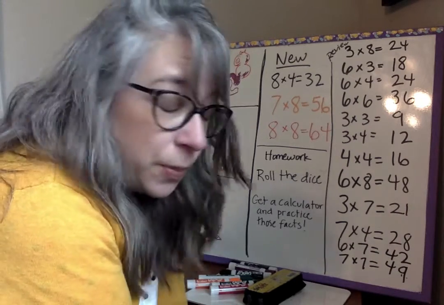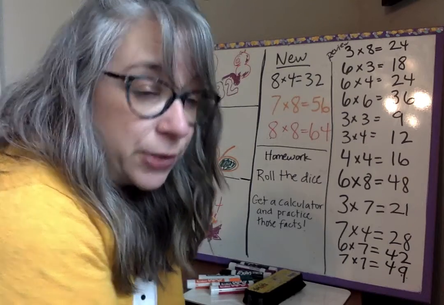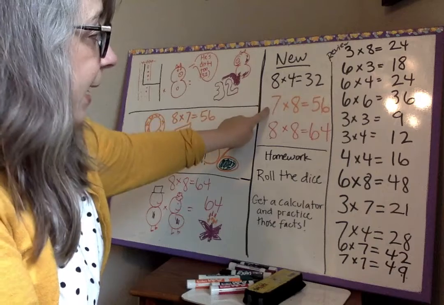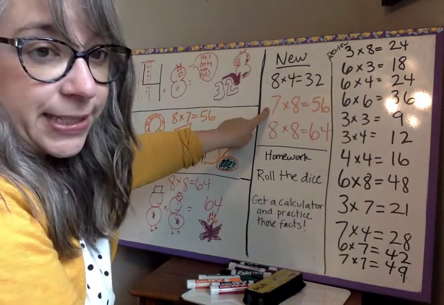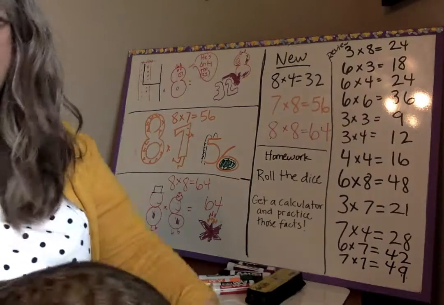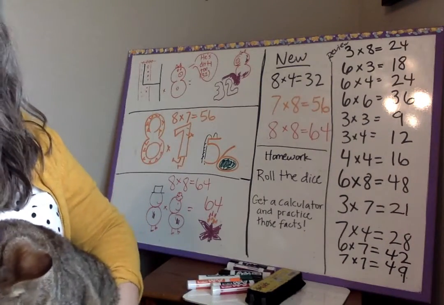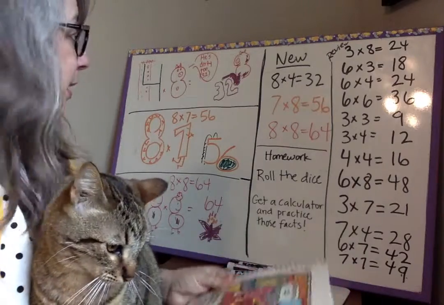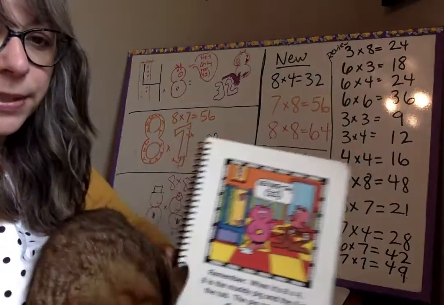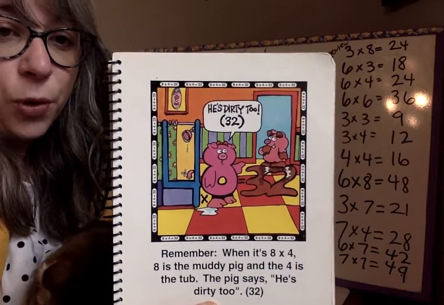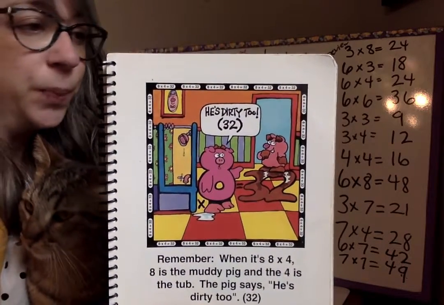Our new multiplication tables we're going to work on is 8 times 4 is 32. 7 times 8 is 56. And 8 times 8 is 64. So, here is our story that Leo and I are going to read to you, I guess. So, this is 8 times 4 is 32.